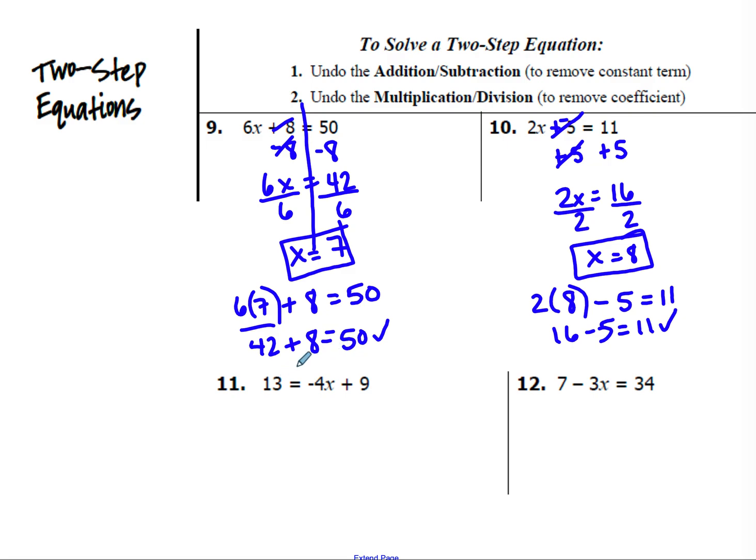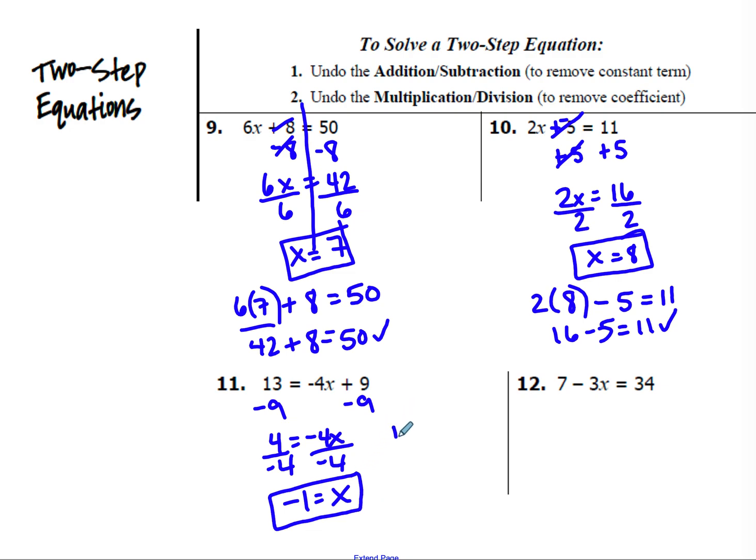Okay, let's check our answer. 13 equals negative 4x plus 9. We've got to get rid of the addition and subtraction first. This is a plus 9, so we're subtracting 9. 13 minus 9 is 4. So 4 equals negative 4x. Then I'm going to divide by that negative 4 on both sides. 4 divided by negative 4 is negative 1. That is our answer for x.